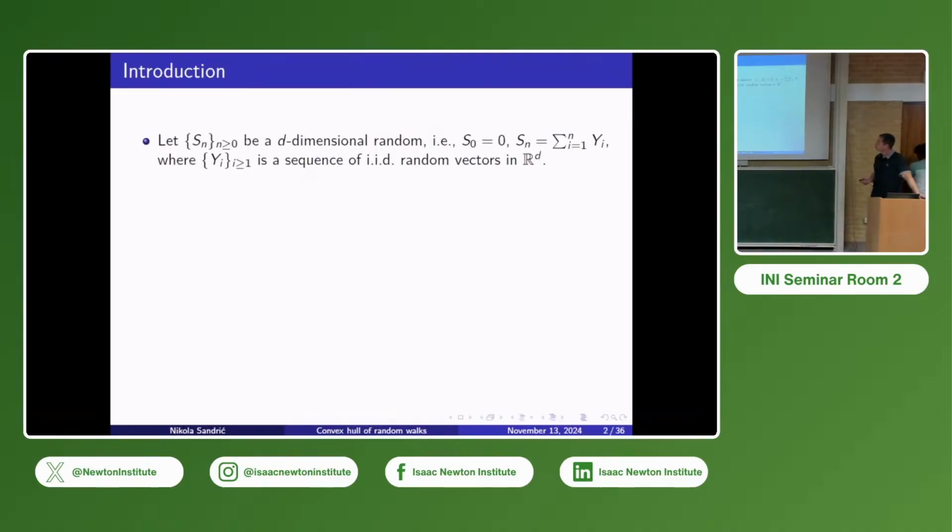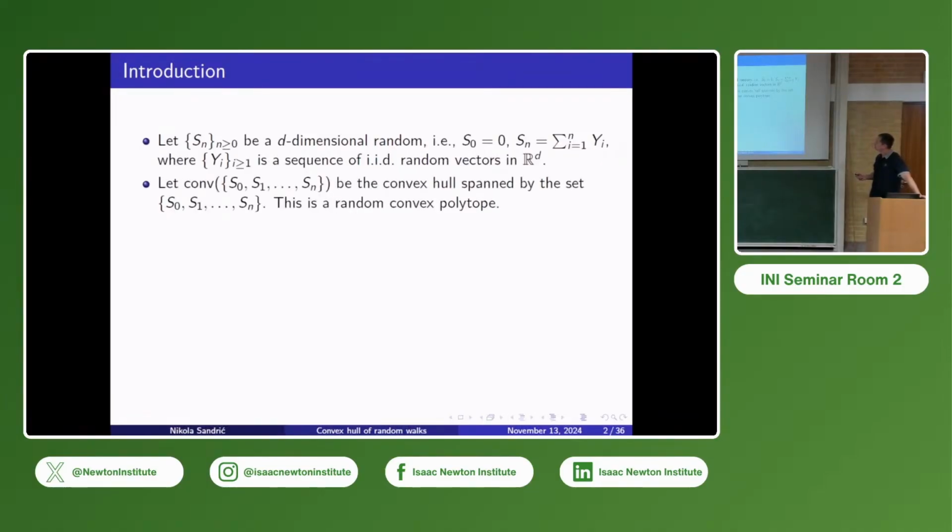Okay, let us first start with the description of the problem. Our main object will be a d-dimensional random walk, which we denote by Sn. The walk starts from the origin, and by yi we denote the corresponding jumps. This is a sequence of IID vectors in Rd. And actually, we won't be interested in the walk itself, but rather in its convex hull.